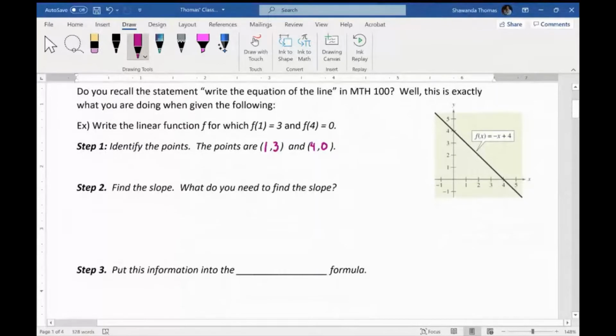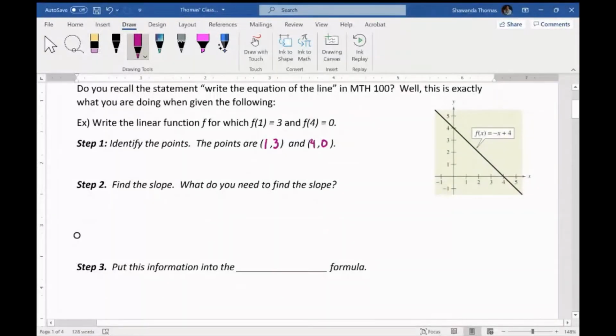Step 2, find the slope. How do we find the slope of 2 points? Use the slope formula. There you go. That's why I asked you to memorize the slope formula. Can someone tell me what the slope formula is? It's m equals y sub 2 minus y sub 1 over x sub 2 minus x sub 1.